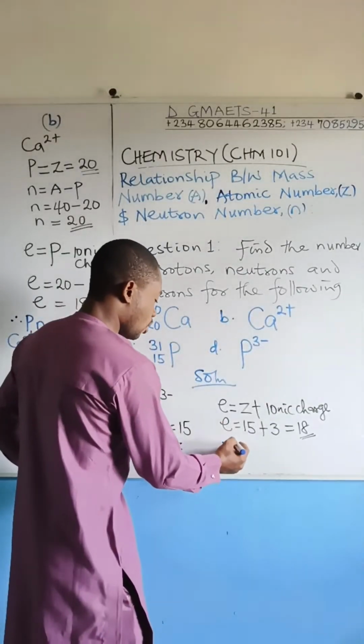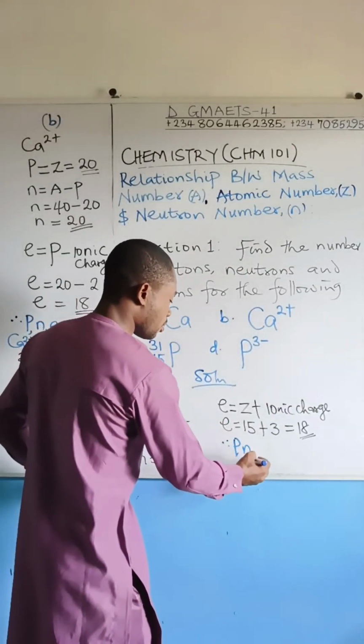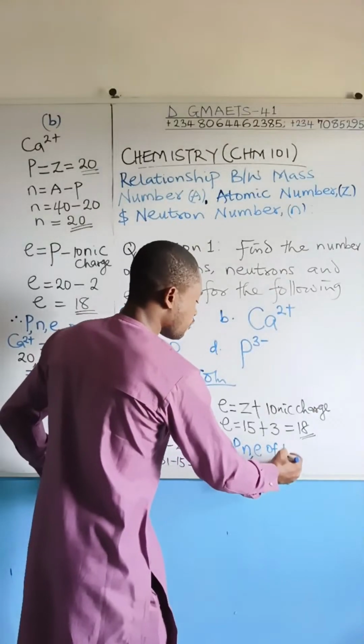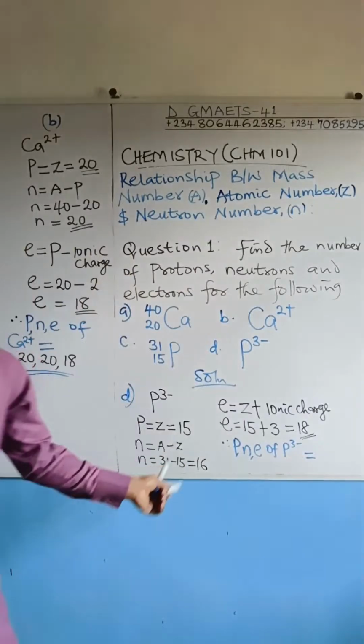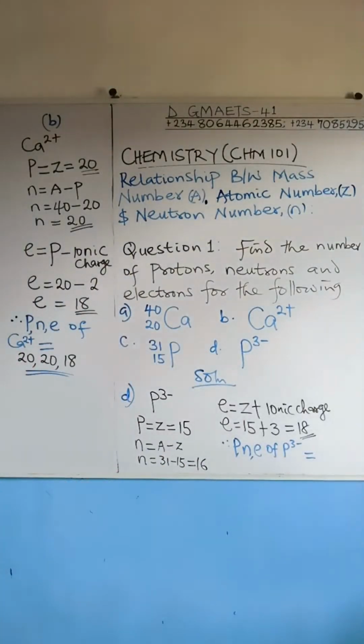Good. So the number of electrons that the phosphorus ion has is 18 electrons. But the phosphorus atom will have 15 electrons. We conclude, therefore, protons, neutrons, electrons of the phosphorus ion will be equal to, I hope this has not cut off. I hope the network has not interfered.